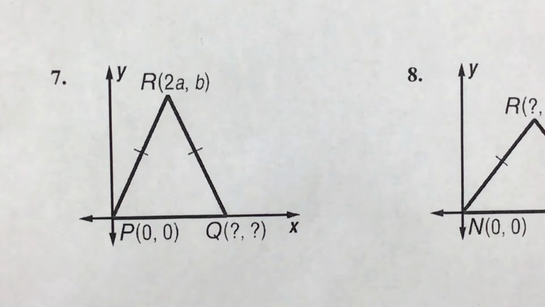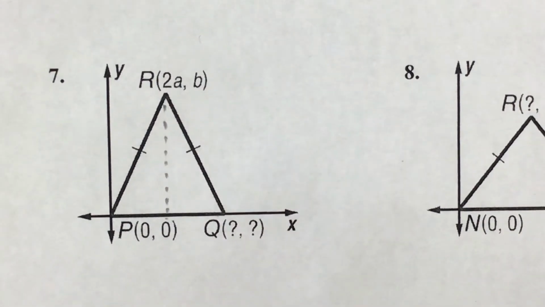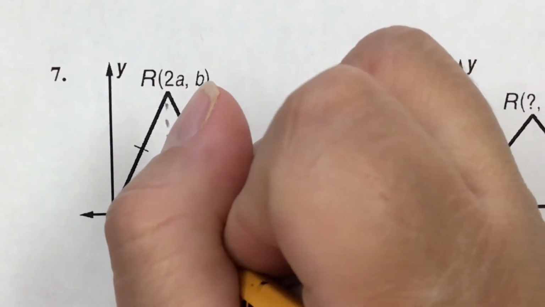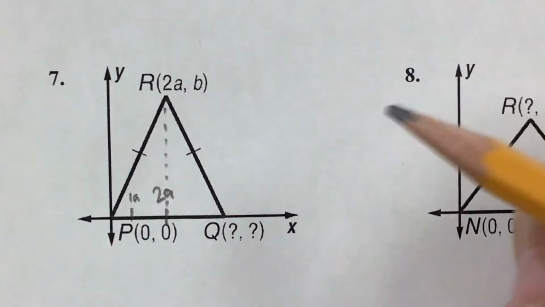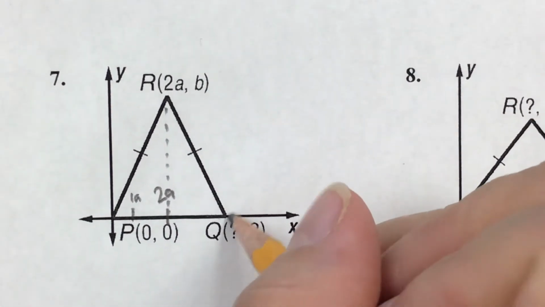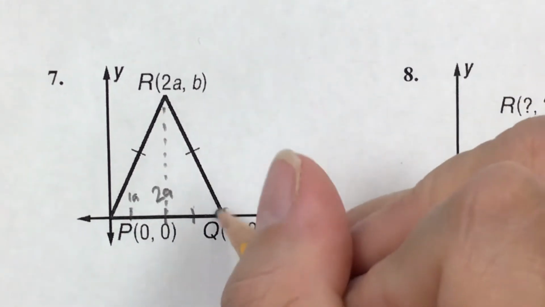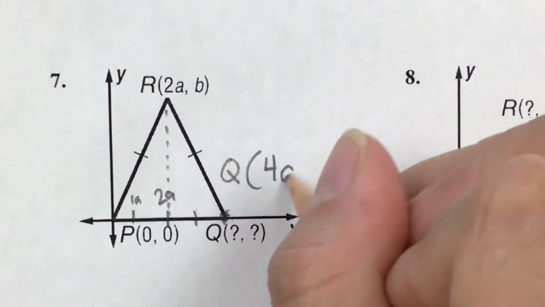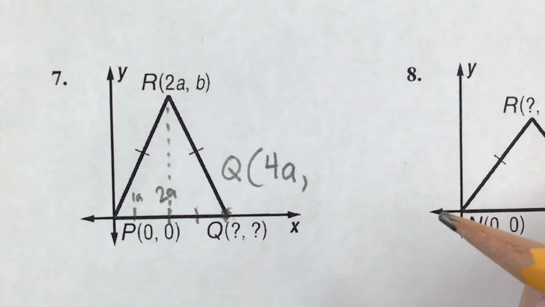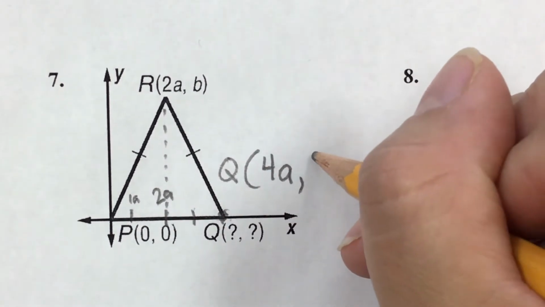On 7, this has to be halfway from the corners over here. That means this is 2a, that's 1a, and this is 2a, making this corner all the way over here 4a, because this would have to be 3, and this is 4. That's your x value on the cue, 4a. And since it's on the x-axis, the y value has to be 0.